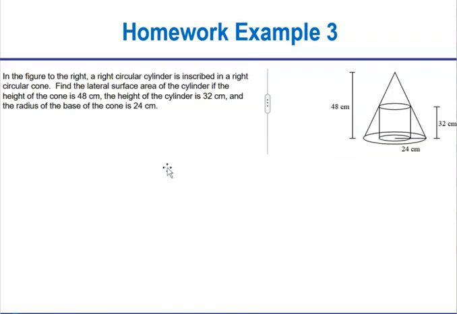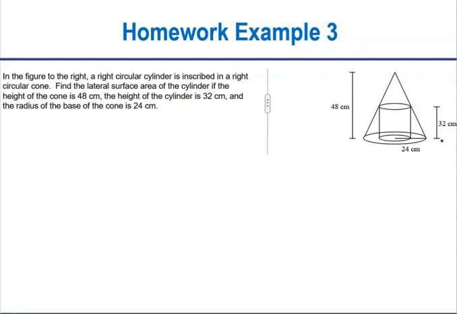It says in the figure to the right, a circular cylinder is inscribed in a right circular cone. So you have a cone over here and you have a soup can cylinder sitting right in the middle. Find the lateral surface area of the cylinder if the height of the cone is 48 centimeters. They labeled that for us. The height of the cylinder is 32 centimeters. Okay, they labeled that for us as well. And the radius of the base of the cone is 24 centimeters.